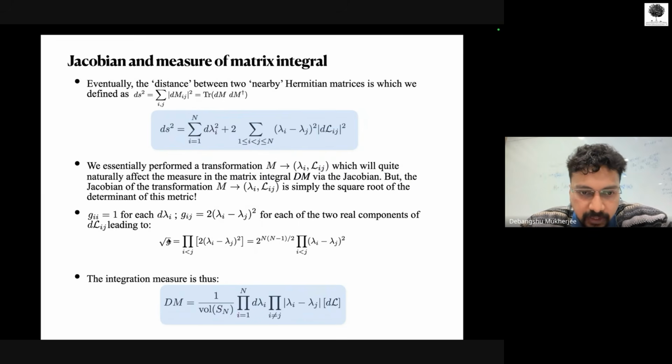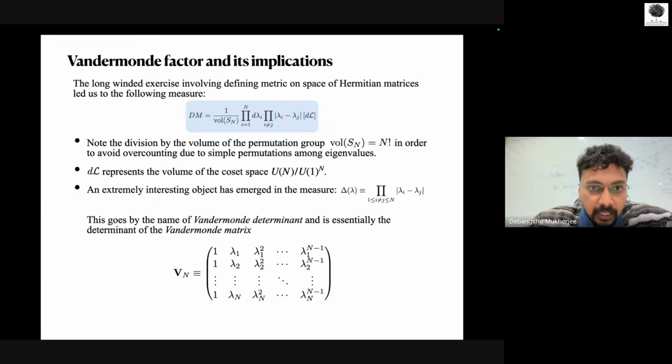So the final answer that we get for the integration measure dM, as now a measure taken over eigenvalues, is something like this. Now notice there are a couple of things. This curious factor that appears here, mod lambda i minus lambda j, product over all i not equal to j. Of course, i is not equal to j because otherwise this thing vanishes. Then there is also this other part that came from the non-diagonal elements, this dL. The point of this long song and dance was to get to this expression.